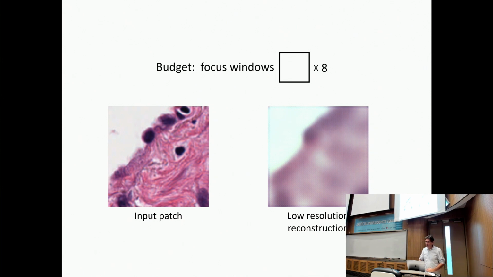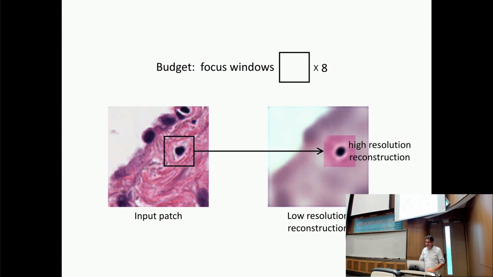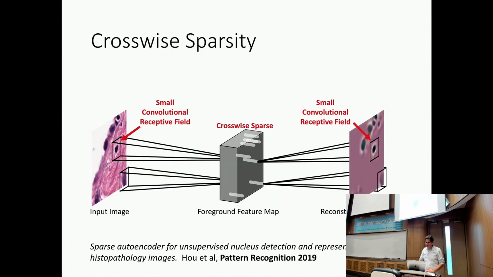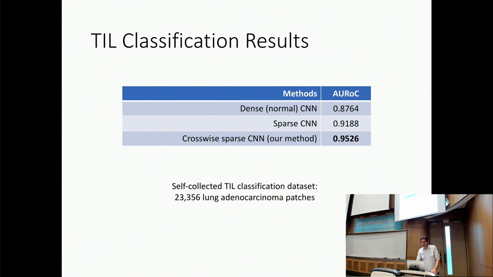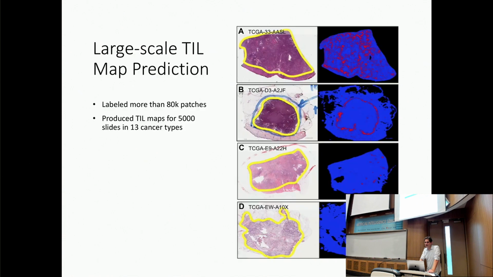So this is how it would look when we don't do a very good job at reconstructing, but we're on a budget, so we do really large windows, and then this is how it would look when we do high resolution. Okay, and this was some work that we got recently published, where we had this sparse autoencoder that we were able to train, and with a lot more layers, we were able to characterize the tumor infiltrating lymphocytes. Okay, and again we did quite well, and this allowed us to do very large scale map prediction. So we were able to run it on a lot of slides.